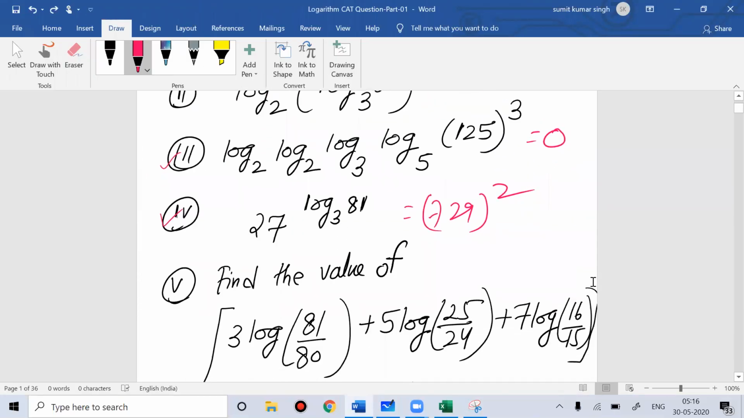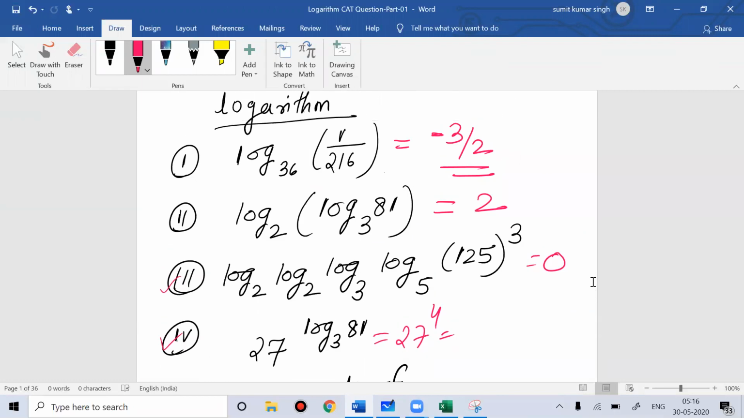So question number 4 is simple. Again, you can write 81 as 3 to the power 4. So then ultimately what you will get is 27 to the power 4. What is 27 to the power 4? 27 square is 729. This is 729 square. Find 729 square. You can do that work.